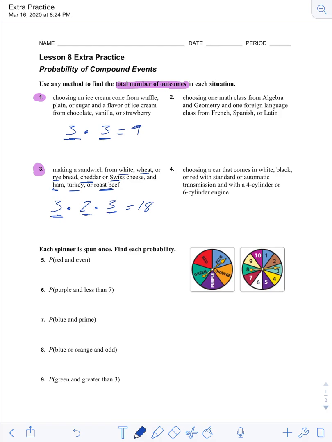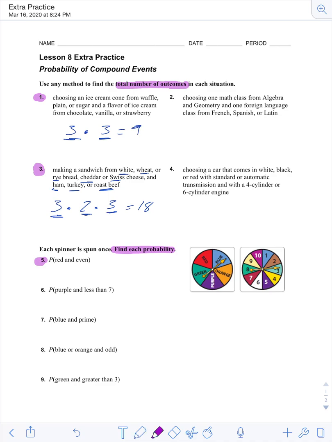At the bottom, now it's asking me to find the probability of compound events. Remember, compound events are more than one event happening. So if I look at problem number 5, I want to know the probability of landing on red, and then the probability of landing on an even number. So first I'll figure out the probability of red.